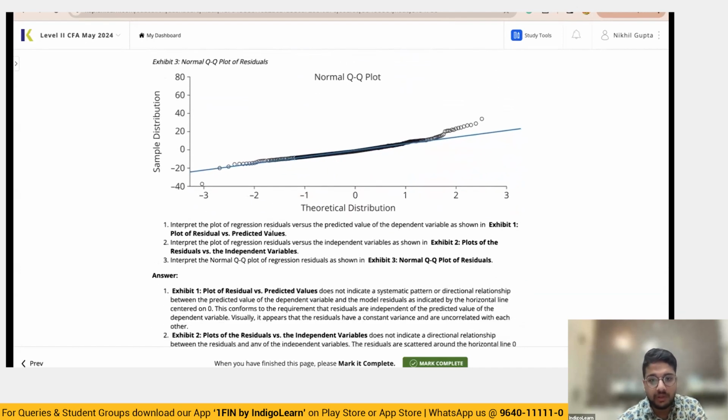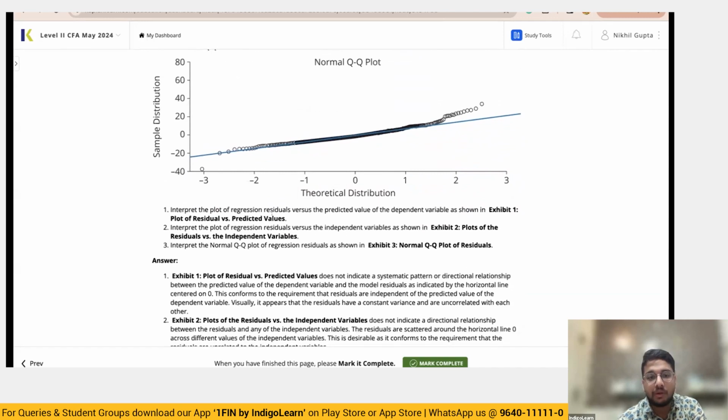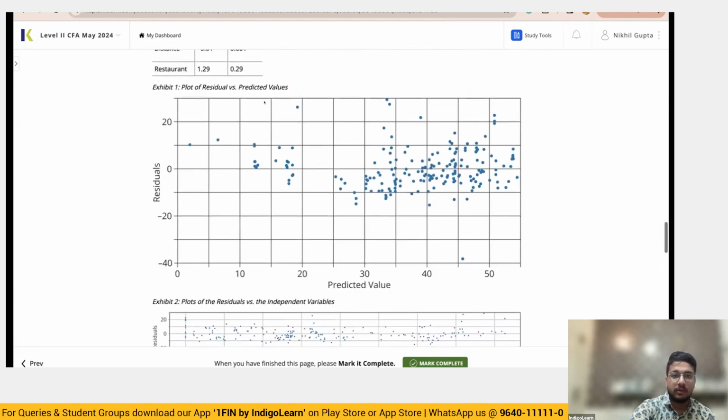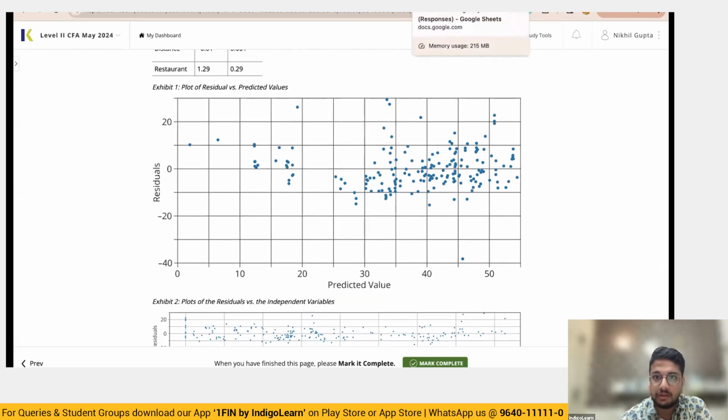Now the first question which they have given: interpret the plot of regression residuals versus the predicted value of the dependent variable as shown. So the regression plot of residuals. This is the first one. I'll stop. Have you opened the computer? Yes. Okay. Can I stop sharing so that I can use the writing pad? Done.